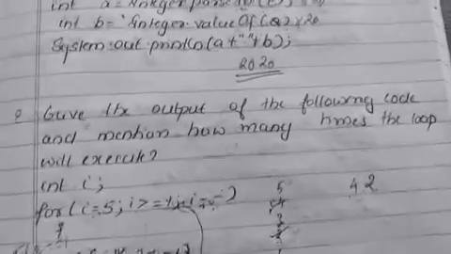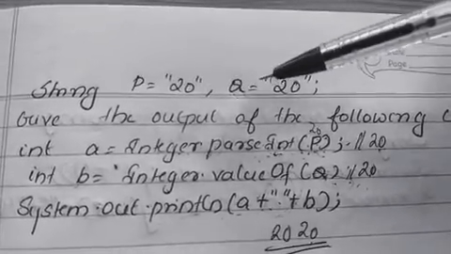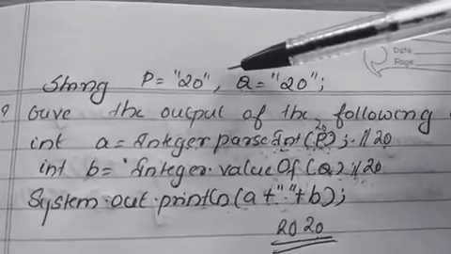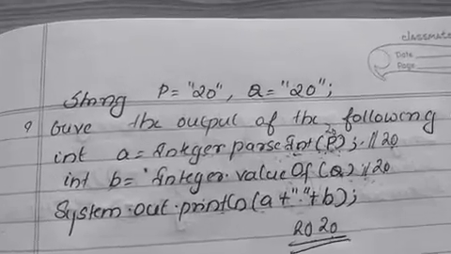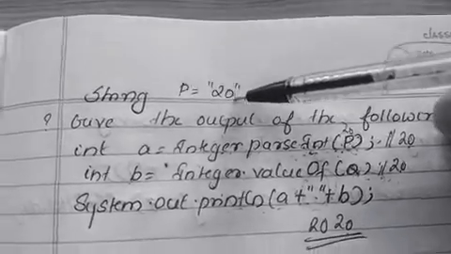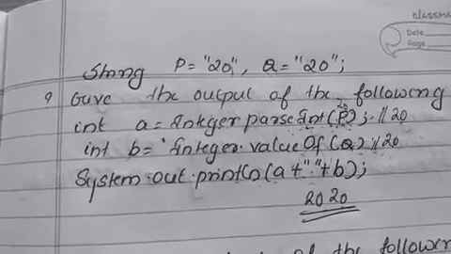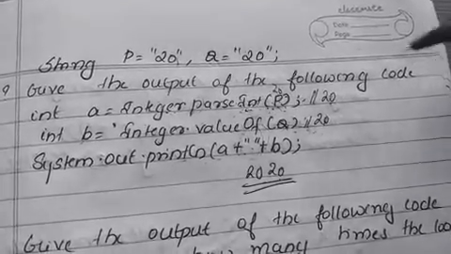So next question. String p equal "20", string q equal "20". The value assigned to the variable p and q is 20. So here you can see that p and q are of string type. But the value we passed is an integer type, but it's enclosed in quotes. So it's a string value. We have already studied that whatever we enclose in double quotes is a string. So give the output of the following code.